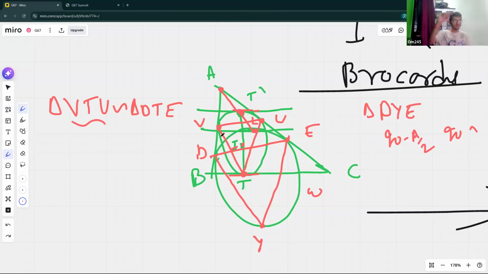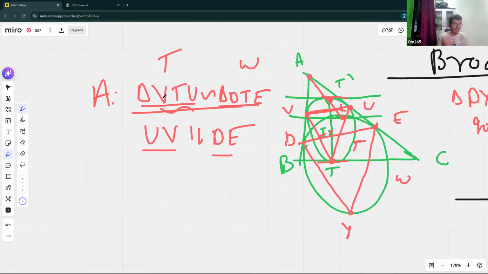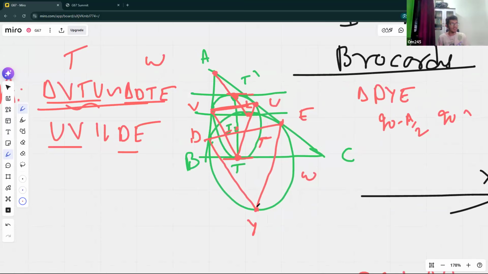Okay, so we know those are similar, but we also know UV is parallel to DE, and you already have this on omega. Call the incircle tau. Then this tau is homothetic to omega, and because UV is parallel to DE, we get that these two triangles are homothetic from A. So this triangle gets sent to this triangle, and so T should get sent to Y.